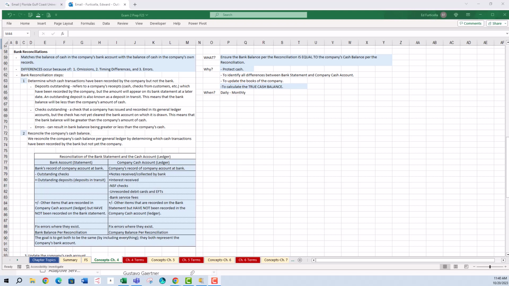When you do a bank reconciliation, you match the balance of cash in the company's bank account with the balance of cash in the company's own records, in its cash account of the general ledger. There'll be differences because of omissions, sometimes you forget to do something, timing differences, and errors. Every company does bank reconciliations. Every person who has a checking account should do bank reconciliations.